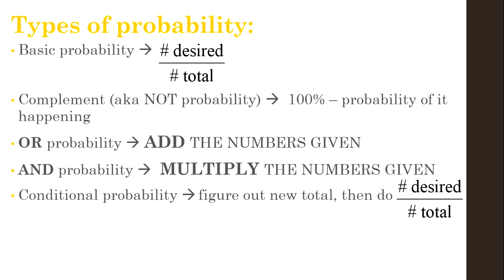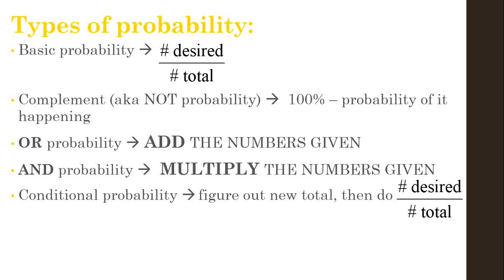Complement probability or complementary probability is what is called usually not probability. So when someone says, what's the probability of this not happening? Sometimes it's easy to count that possibility happening, and other times it's easy to just take the 100% minus the probability of it actually happening.